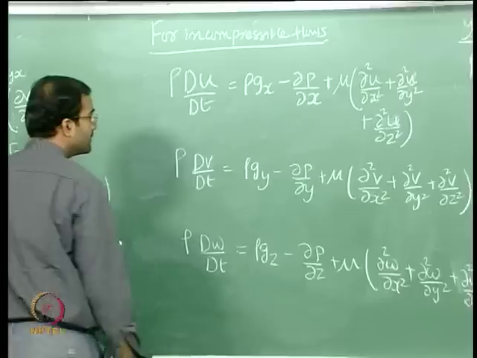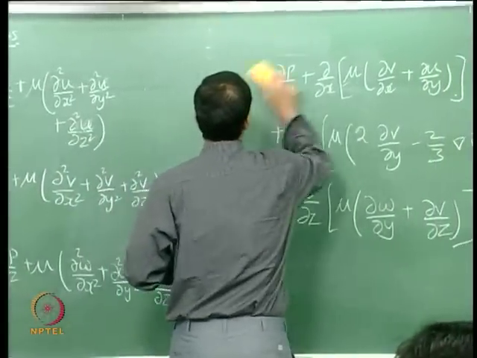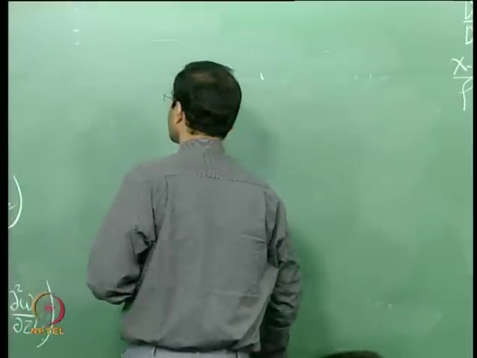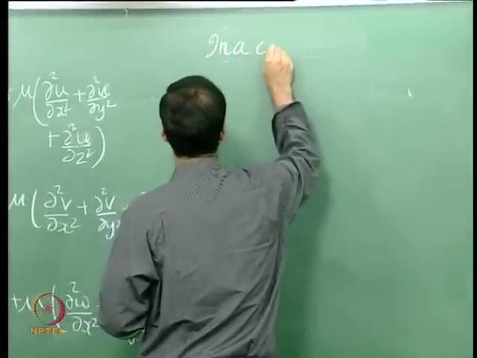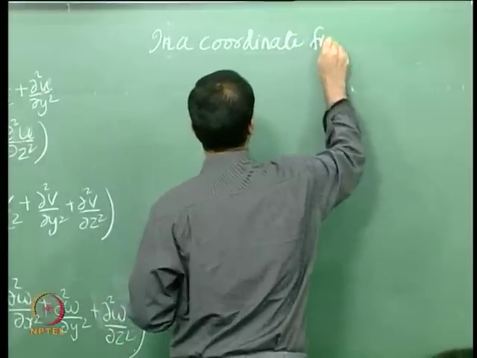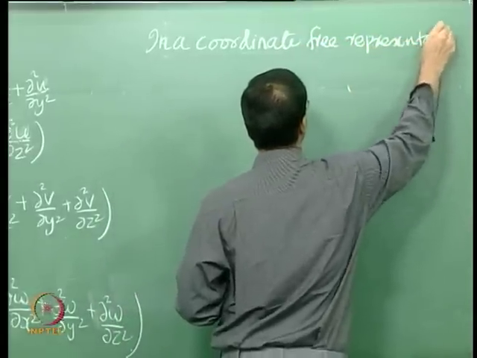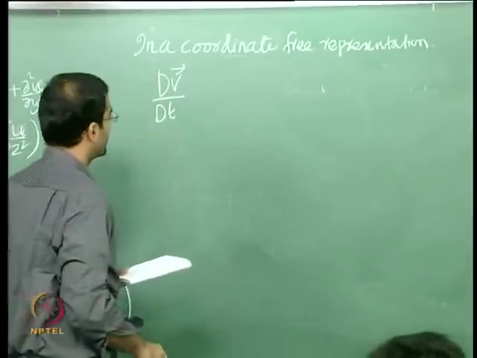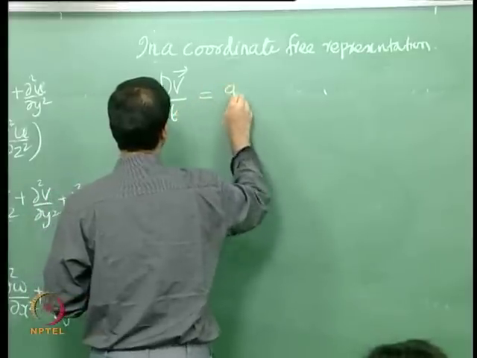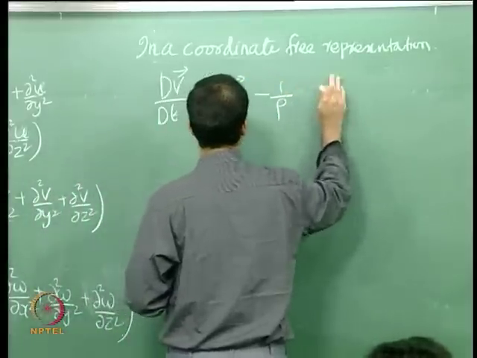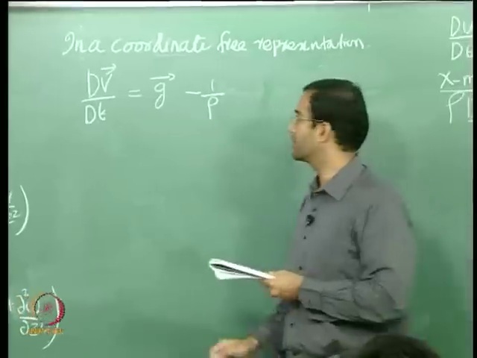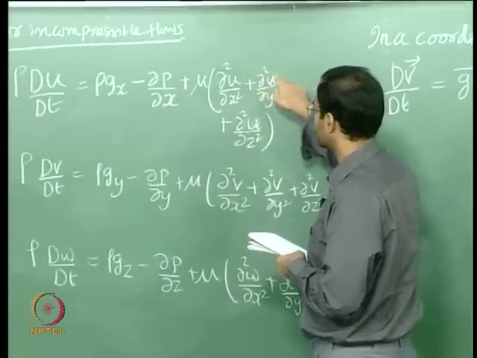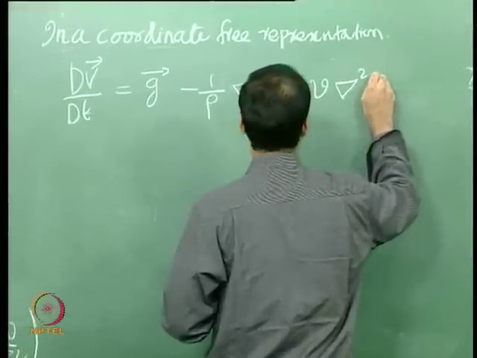We can also write this form in terms of a coordinate free representation, that is what we want to do if you want to apply this in all the coordinate systems. So in a coordinate free representation, we can write this as dv by dt, and v is a vector here indicating a velocity in any direction, that should be equal to, I am dividing throughout by rho, so that will be g vector minus 1 by rho into, how can I write the pressure gradient, del p, and the term here d square u by dx square and so on and so forth, this is nothing but the Laplacian operator del square acting on the corresponding v vector.